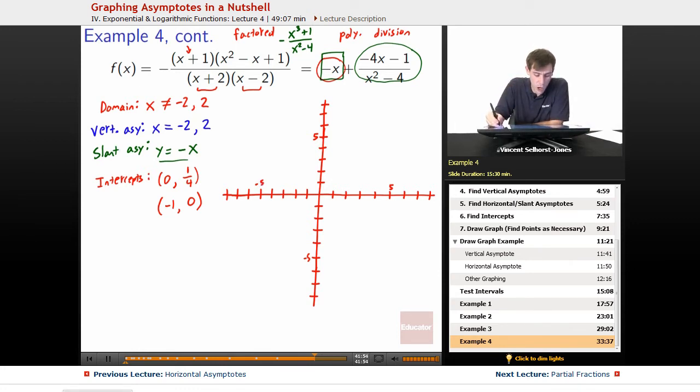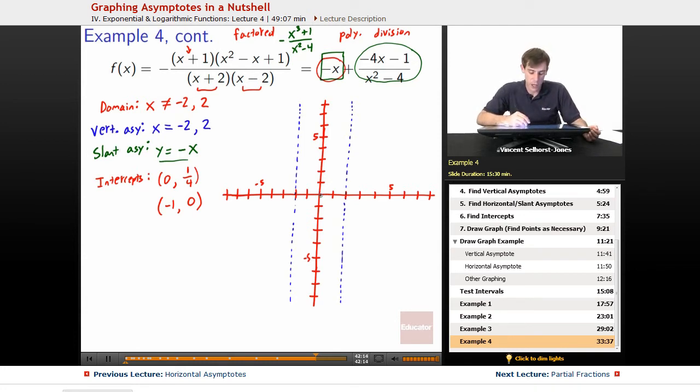Now, let's draw in our vertical asymptotes. Vertical asymptotes at negative 2 and positive 2. And we have a slant asymptote at y equals negative x. So what does that look like? It goes at a 45-degree angle, right? It's got a slope of negative 1. So for every step to the right it takes a step down. So it cuts through nice and, whoops, that was not quite as nice and even as it wants to be. Okay. So we see a slant asymptote like that cutting through the whole thing.